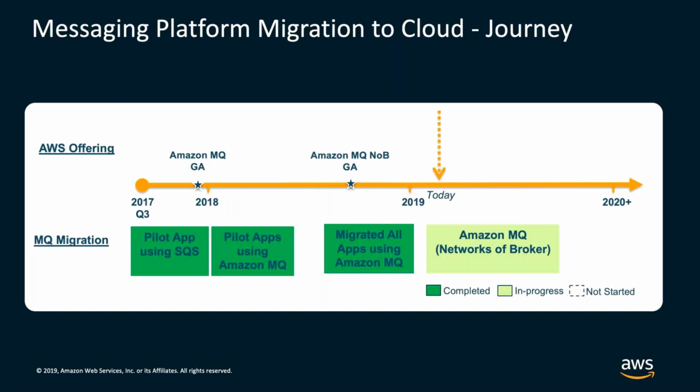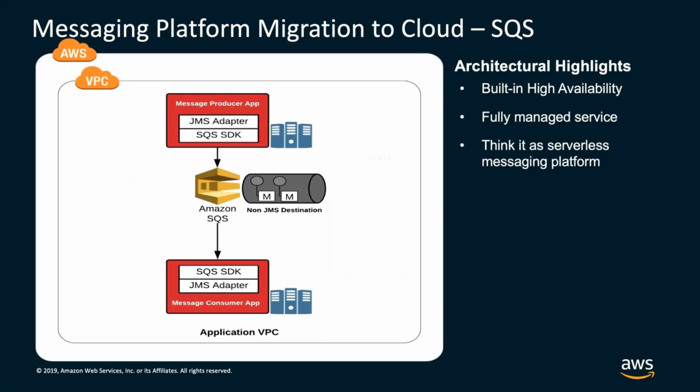Now we closely work with AWS, because high availability was the key requirement. We requested them to enable the network of brokers feature, and as soon as AWS made Amazon MQ's network of brokers feature GA, we worked with them, and now we are working on moving our application workloads onto the Amazon MQ network of brokers feature. So let's take a look at this journey a little more closely.